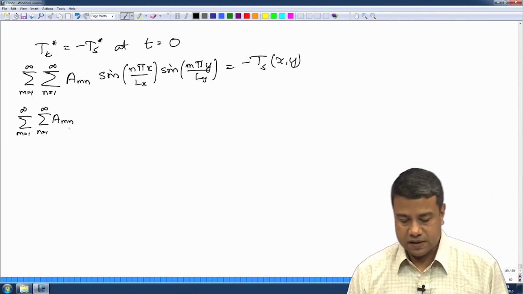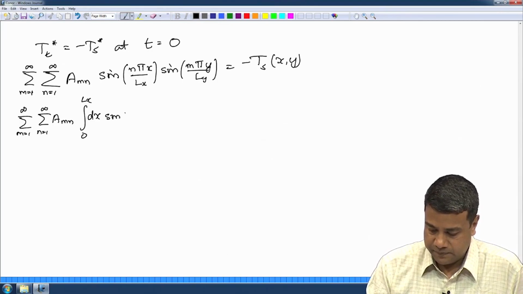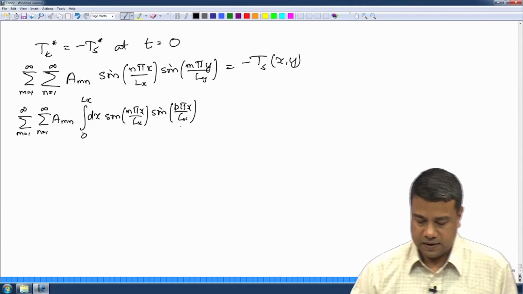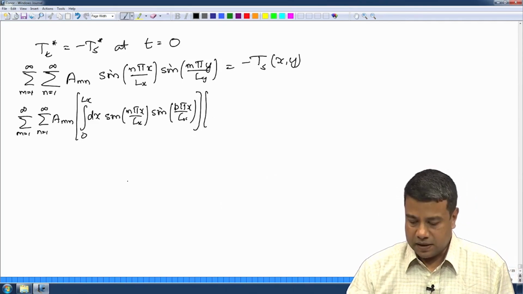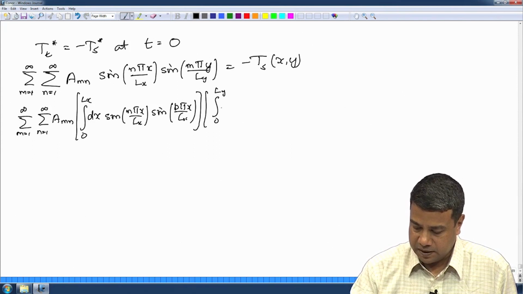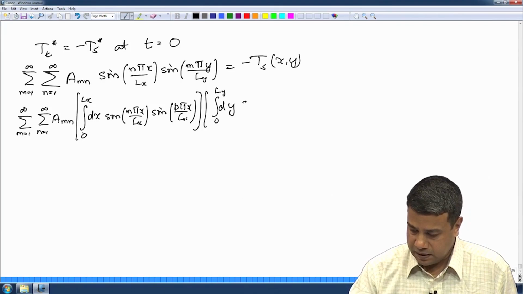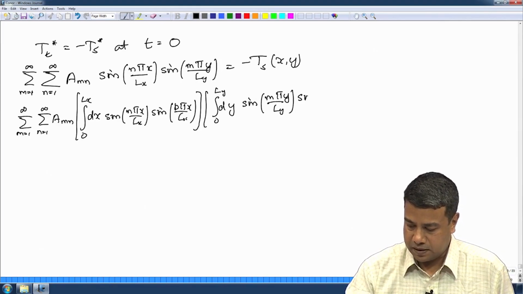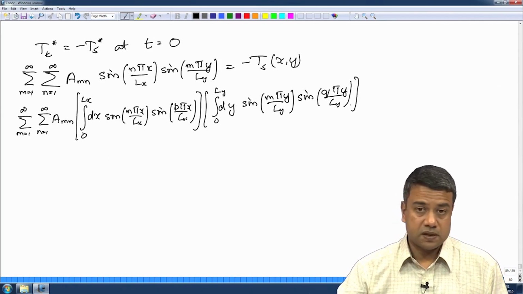Okay. The first in the x direction. So, integral dx from 0 to Lx of sin(n pi x by Lx) sin(p pi x by Lx), where p is some other integer. That is one orthogonality relation in the x direction. In the y direction, integral from 0 to Ly dy of sin(m pi y by Ly) sin(q pi y by Ly), where q is another integer.